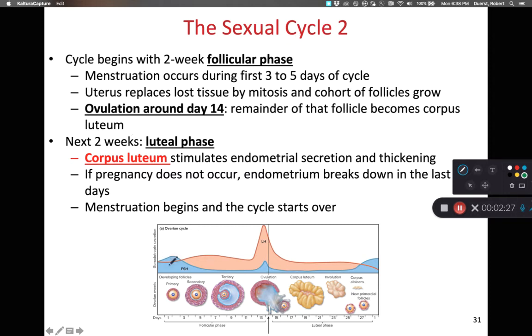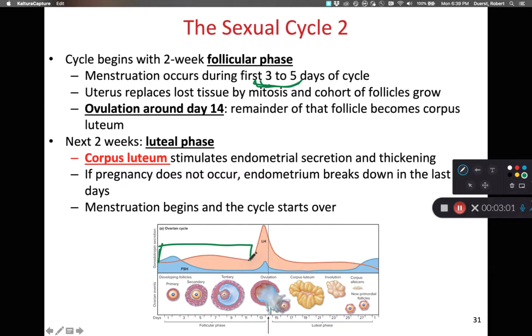So as we look at that 2-week follicular phase of the ovarian cycle, we have menstruation occurring during the first 3 to 5 days, and during that process of menstruation, the uterus is going to start to rebuild itself. So it's going to slough off the functional layer of the endometrium. And after sloughing off that functional layer of the endometrium, it's then going to start the process of regenerating its functional layer from the stratum basale, or the basement layer of the endometrium.